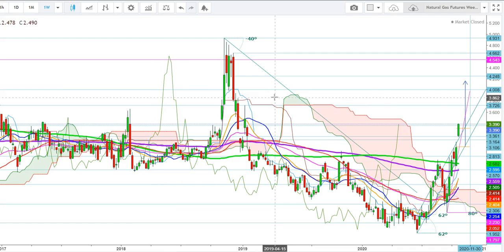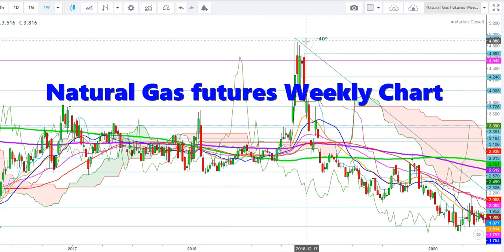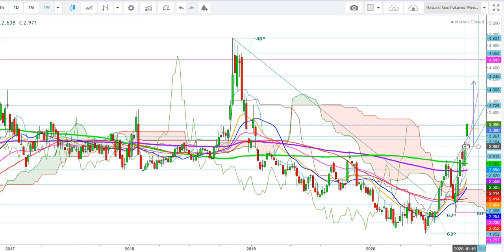So let us start the day to analyze the movements of natural gas futures in a weekly time frame first. So here you can see a weekly chart of natural gas futures. During the last week the natural gas futures formed a bullish candle which looks evident enough for continuation of this uptrend, because this candle has been successfully formed above this uptrend.